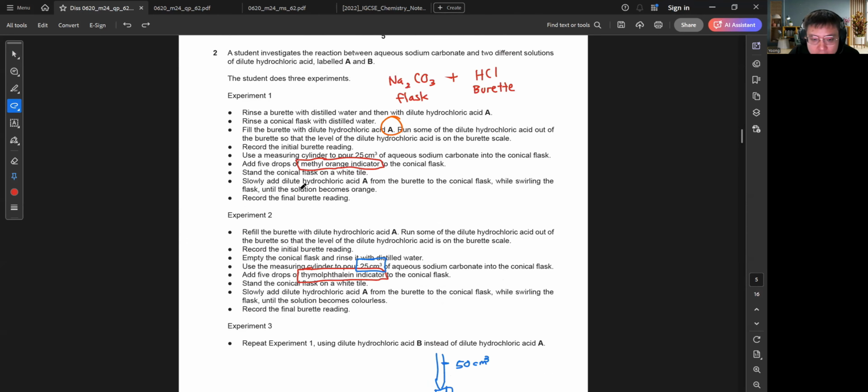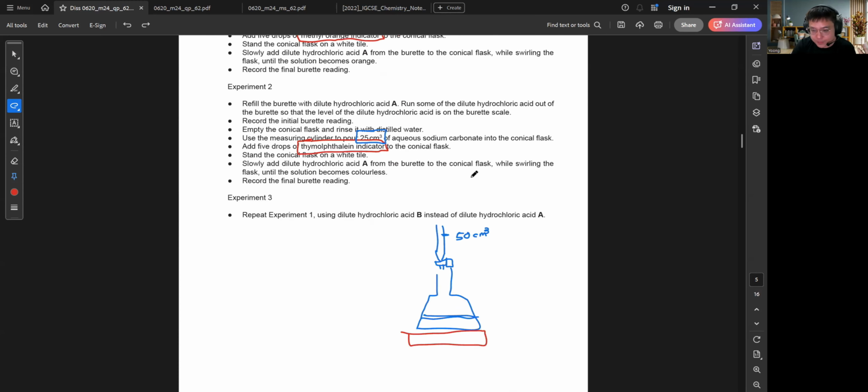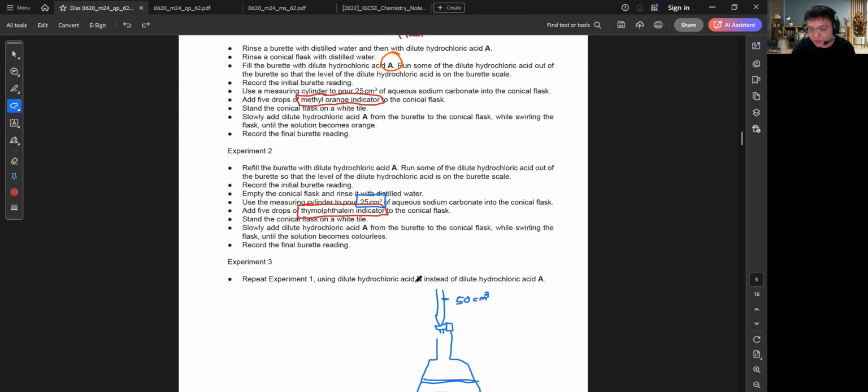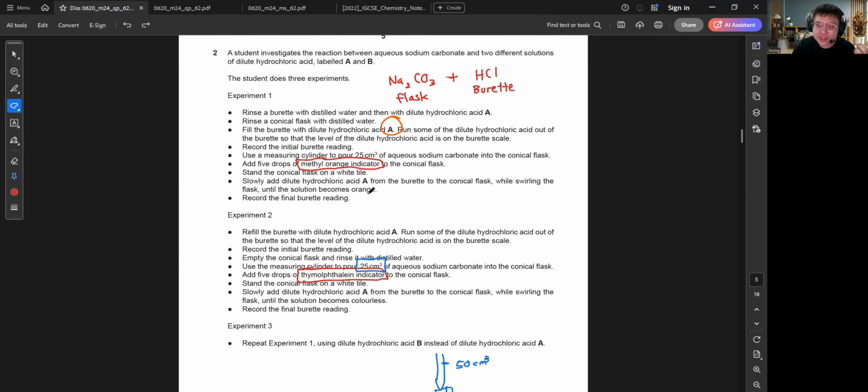Let's move on. Slowly add hydrochloric acid from A to the conical flask while swirling the flask so that we see the color change immediately. That's why we swirl it. Basically, if anyone doesn't know, swirling means mixing it. Record the final burette reading. Okay, so nothing else. So it's a very standard titration experiment.